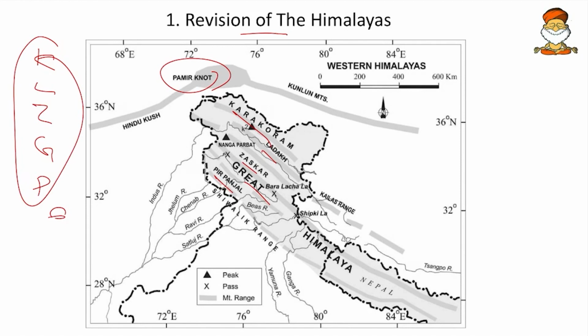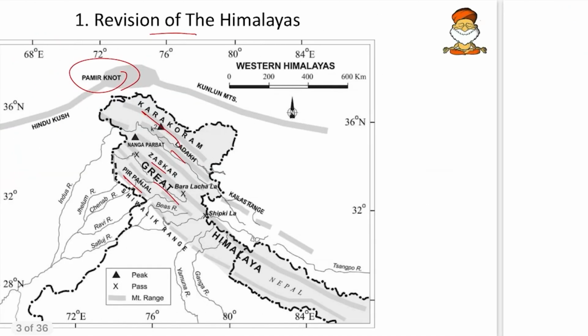Apart from that, here we have the Zaskar Valley and the Ladakh Valley, and there the Zaskar River, Nubra River, Shayok River. All these are tributaries of the Indus, they flow. So that also we have to remember.